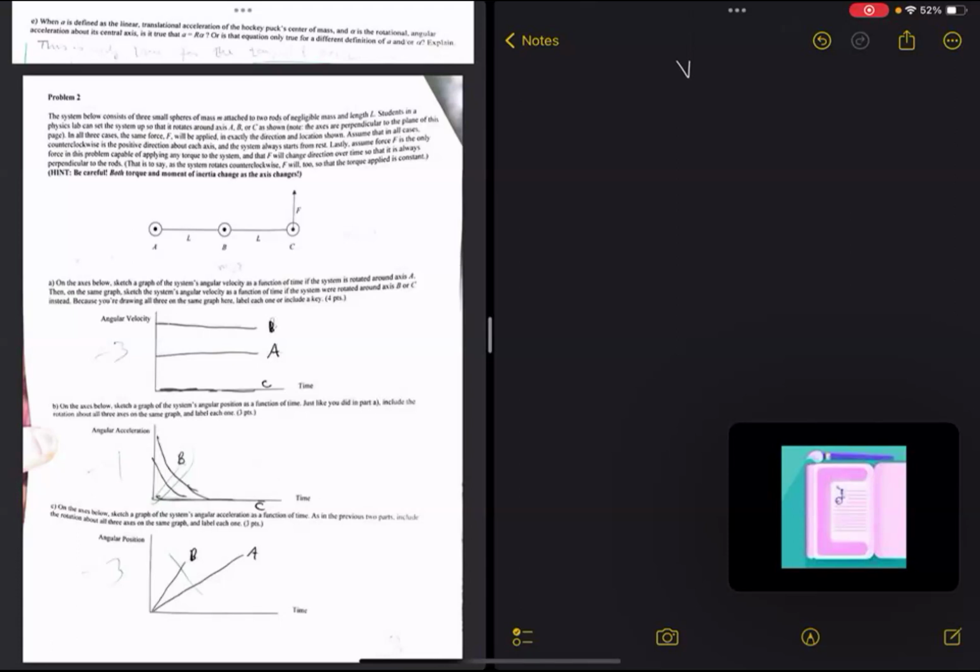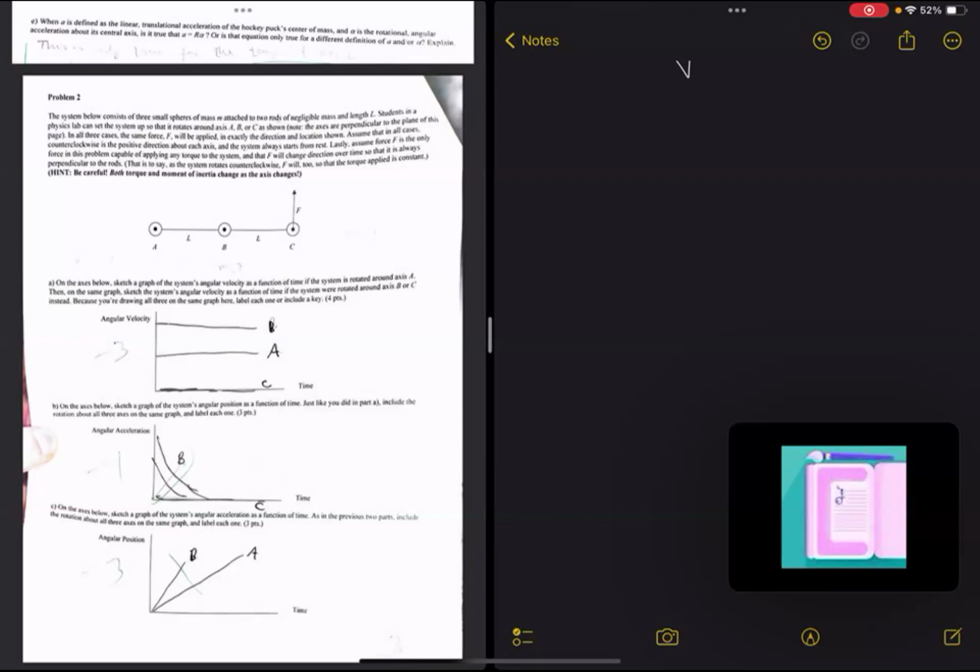Yeah, I'm not sure how to do this one. Okay, so what is happening in this scenario? Can you please tell me the scenario? So there are three small spheres connected to two rods of no mass, and they're rotating around the axis of the rod. Are we changing the axis?